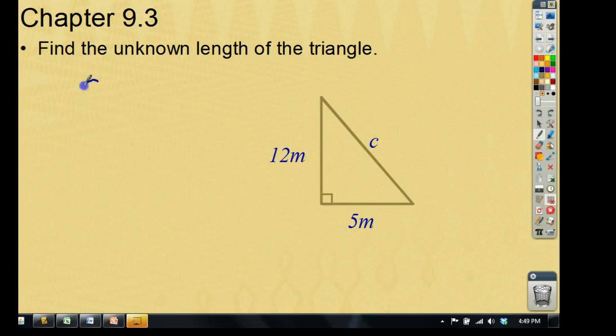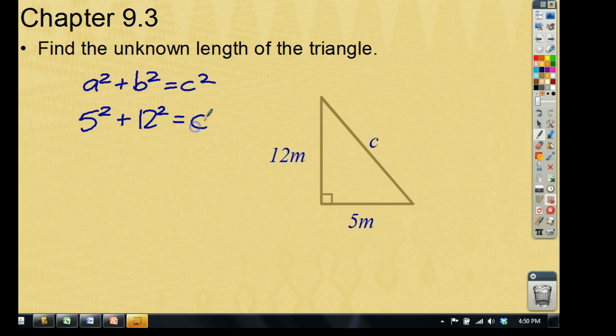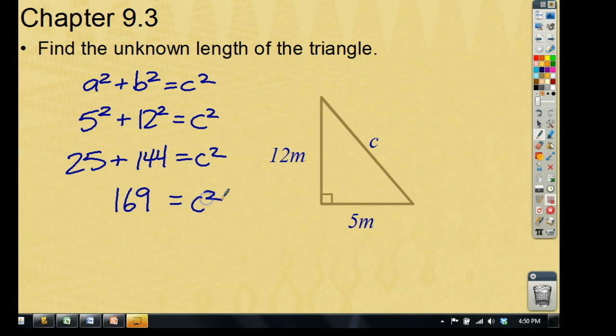We have a squared plus b squared is equal to c squared. So a is 5, so I've got 5 squared plus 12 squared is equal to c squared. It doesn't matter if you did 12 squared or 5 squared. Then we square them: 25 plus 144 is equal to c squared. I add them together and get 169 is equal to c squared. Take the square root of both sides, and I get 13 is equal to c.